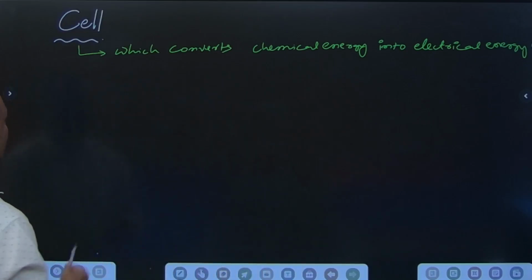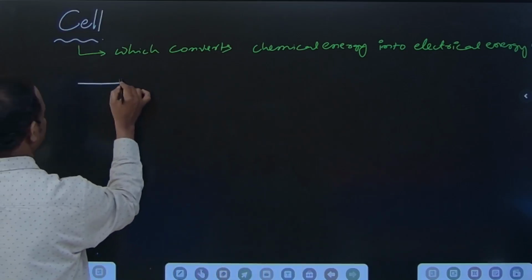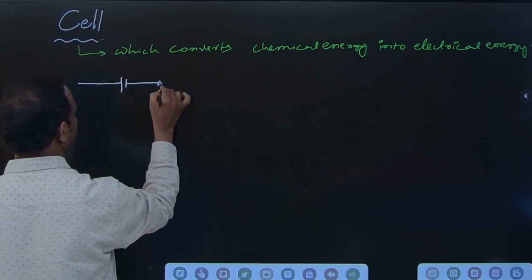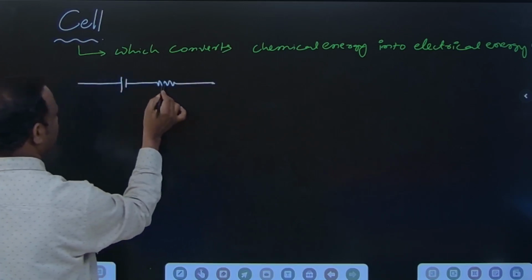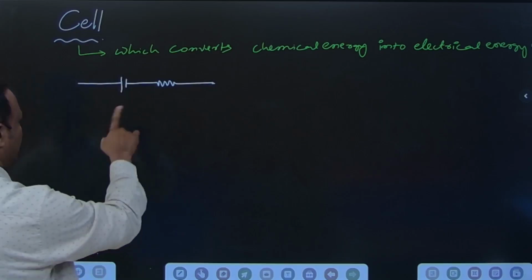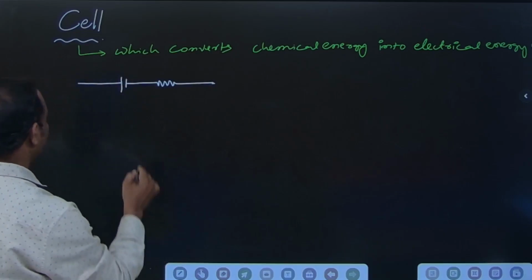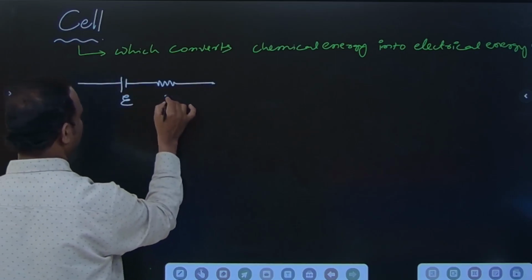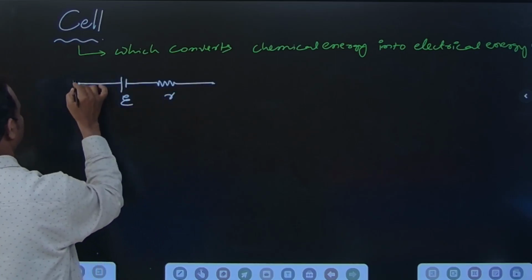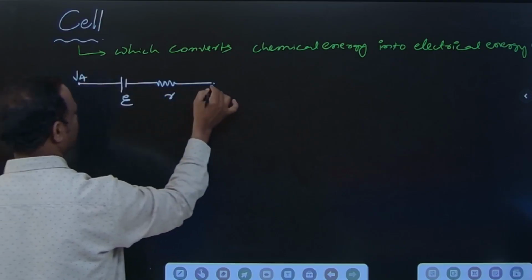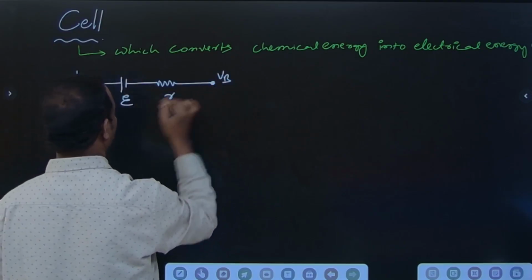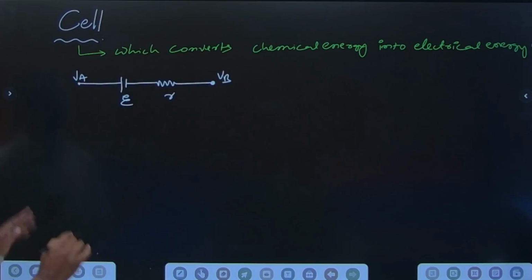So the symbol for a cell is this. Here is its internal resistance. Actually, it should be here, but for easy calculation, I'm drawing it outside. Its EMF is E, internal resistance is R, and the potentials at the terminals are VA and VB.